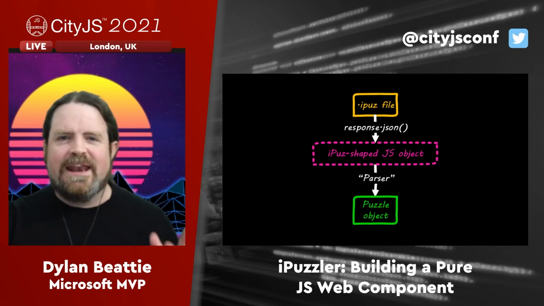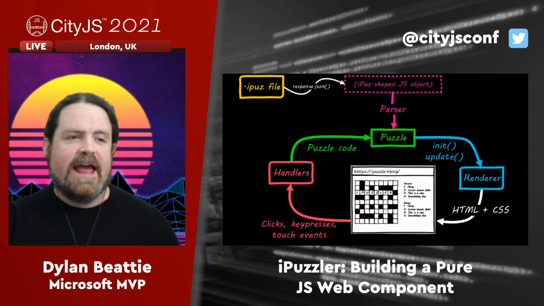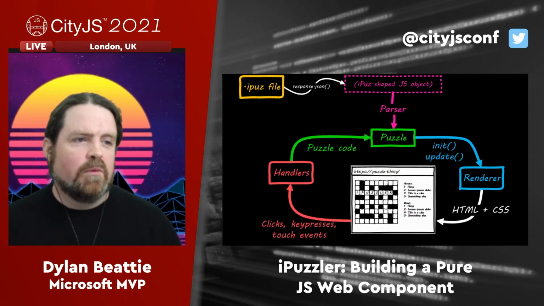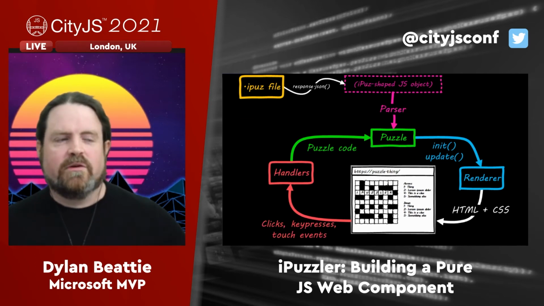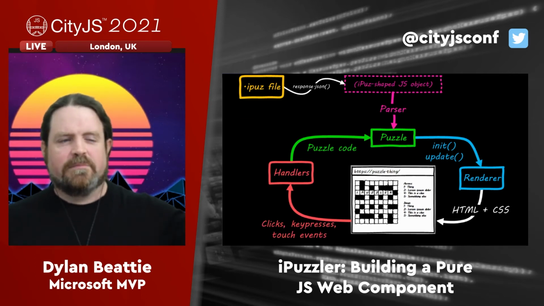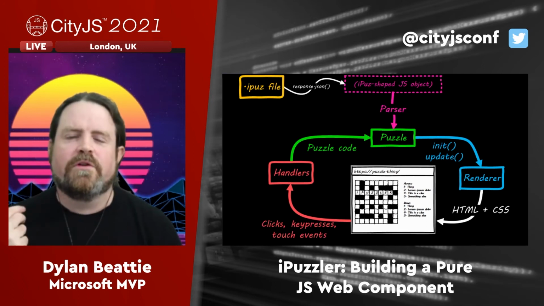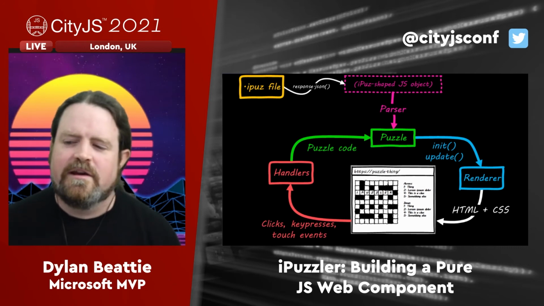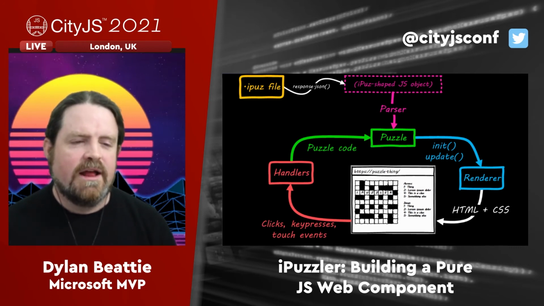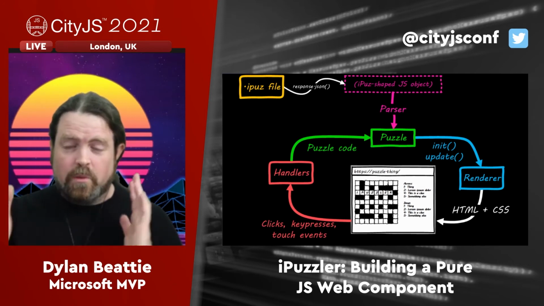Then the bit that actually runs, the gameplay engine model, if you like: we turn the iPuz file into the iPuz object, turn that into a puzzle. Then the puzzle runs through a thing called the renderer. This is what turns it into HTML and puts it out on the screen. The renderer draws it. That's what we can see on the screen.